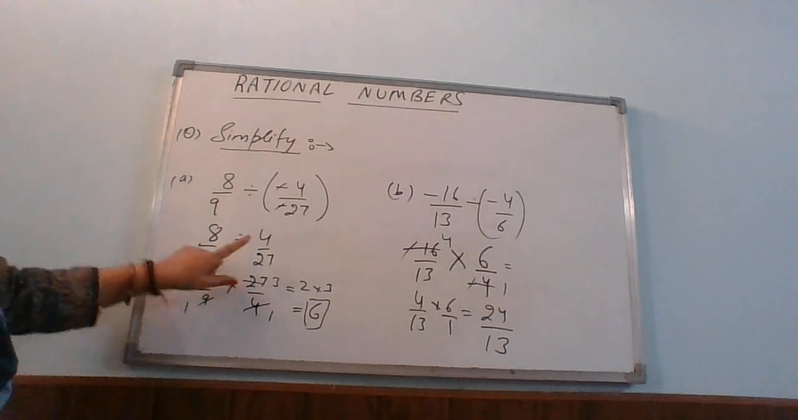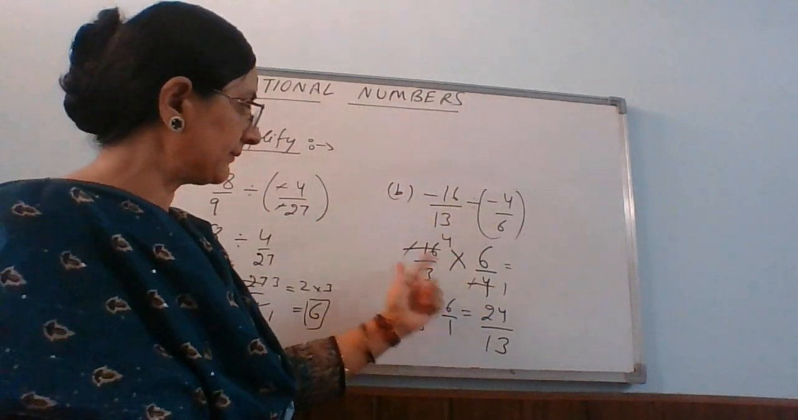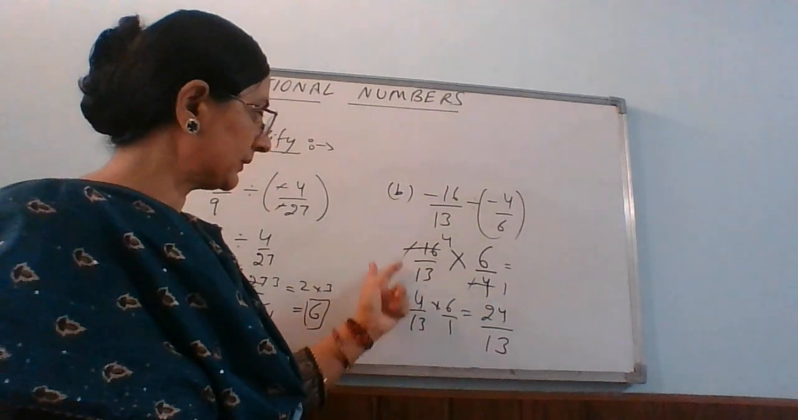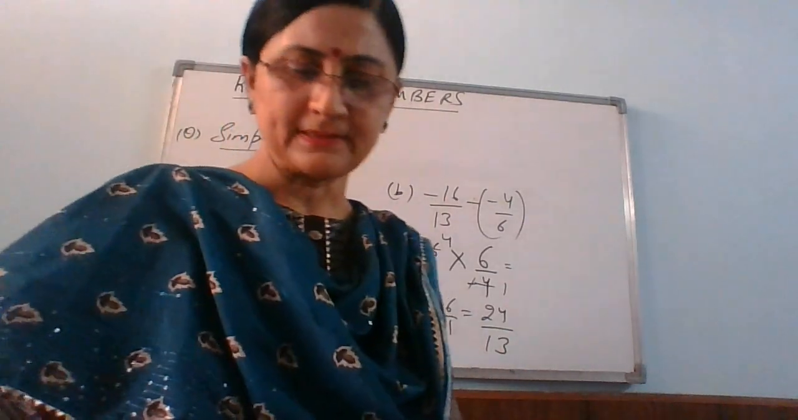Divide changes to multiply. Reverse this and do the cutting. Divide, reverse and do the cutting. If you have negative in the numerator and denominator, it can be here or here, so you can cancel them out. Right. I hope it's clear.